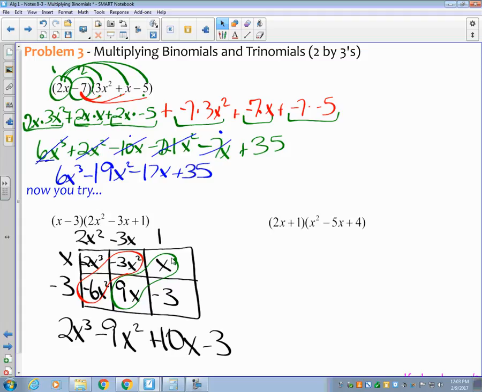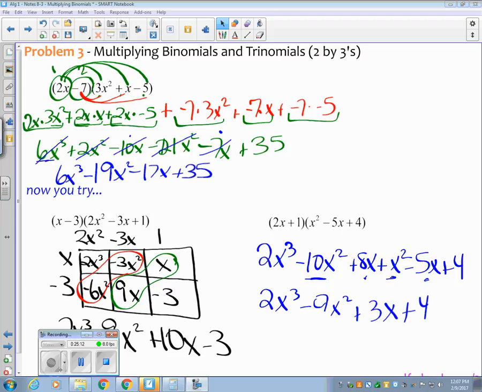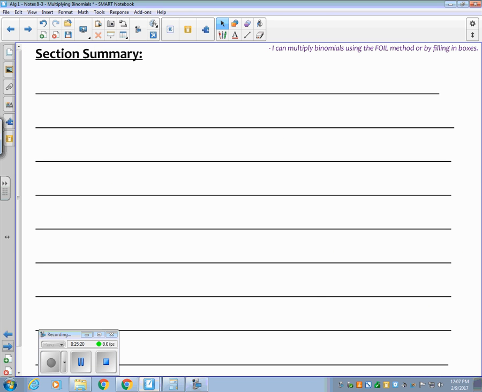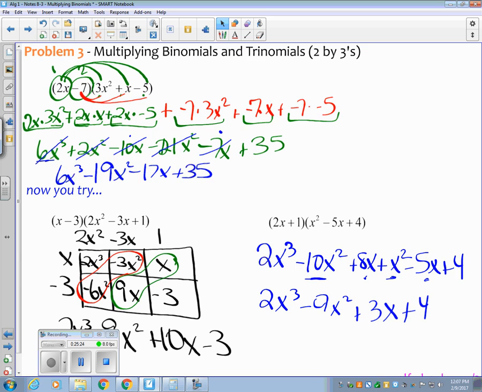Okay, I'm going to pause the recording so that you guys can do the second problem here, using any method you want. Then you can advance it faster. Check your answer to that last problem. Oh, and then write your summary.